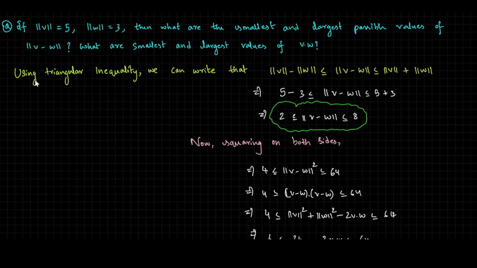So let us see this problem. The question is: if the magnitude of v vector is 5 and the magnitude of w vector is 3, then what are the smallest and largest possible values of the magnitude of v minus w, and what are the smallest and largest values of the dot product of v vector and w vector?